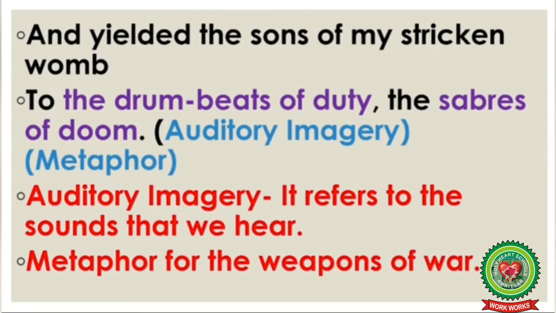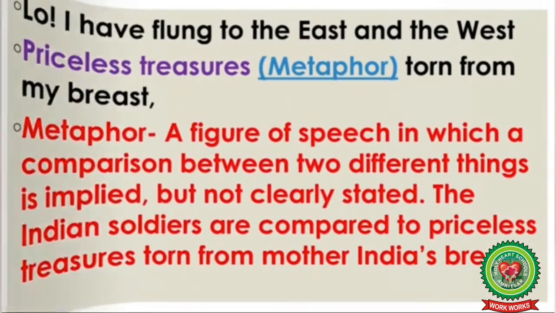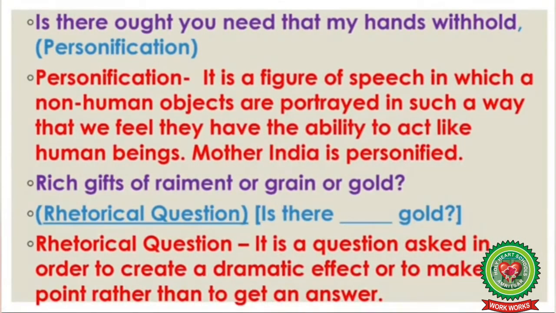So here we have to discuss one more symbolism. Now you have to go back to your first two lines. The second line, "Rich gifts of raiment or grain or gold." So children, here gold is not only a metal but also symbolizes the tradition of India. So gold has a symbolism. So I hope that you are clear with the explanation of the first paragraph. Now let us read an explanation of the paragraph from your workbook.